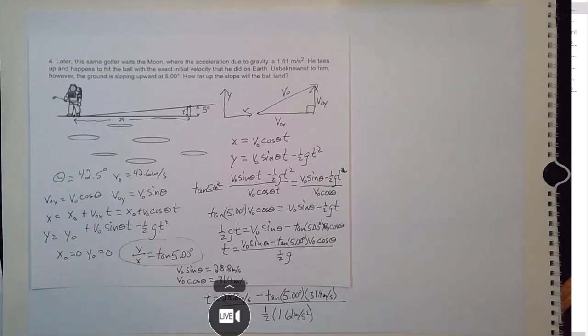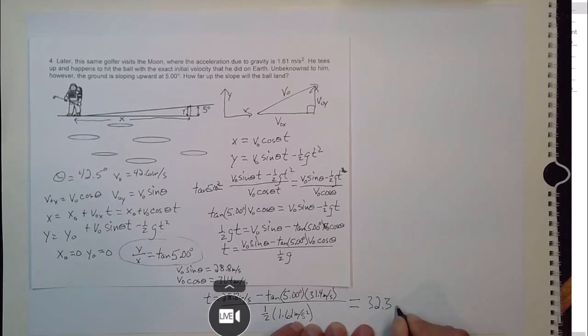And if you want to know why the acceleration due to gravity is less on the moon, stay tuned till next quarter when we study gravity. Okay, that's just a matter of plugging all the numbers into here. And when I did that, I got 32.3 seconds. Could you imagine that? Hitting a golf ball and having to wait for half a minute before it hits the ground.